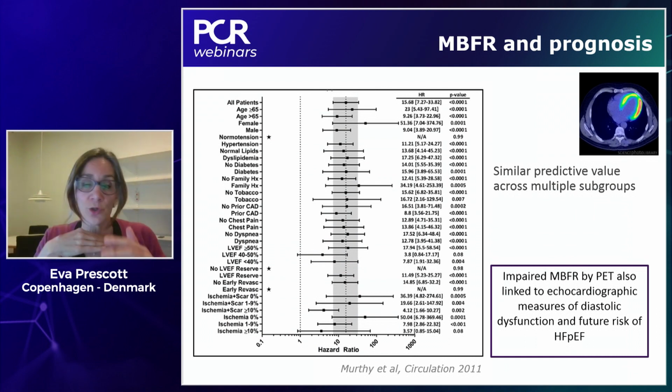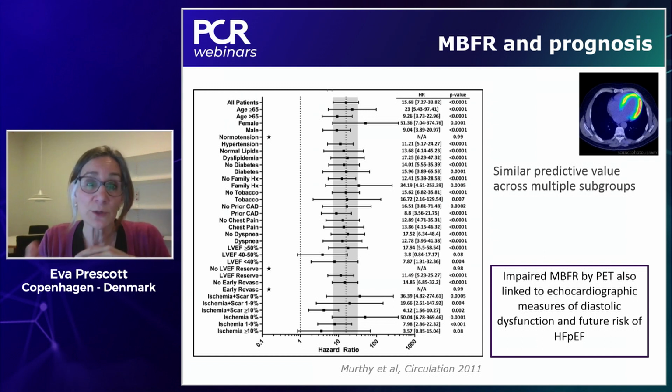The same group also looked at, as with the echo, whichever subgroup you look at, it's consistent, whether you've got ischemia, low ejection fraction, diabetes, whatever you have, you see the same: that coronary flow reserve is an add-on as a risk marker.